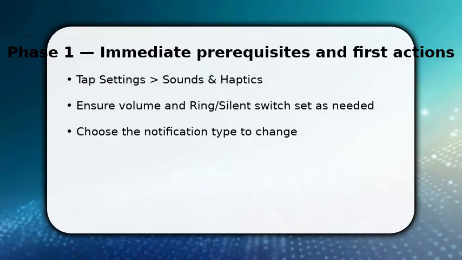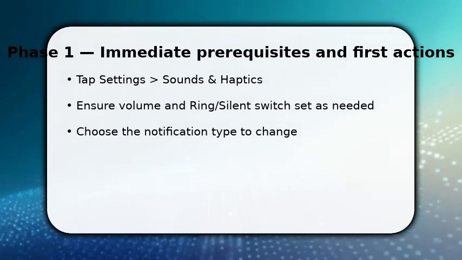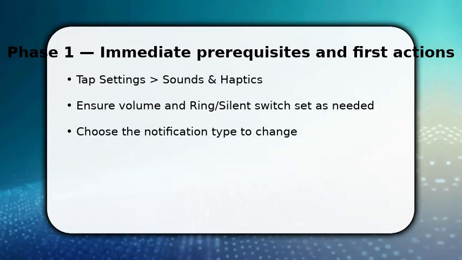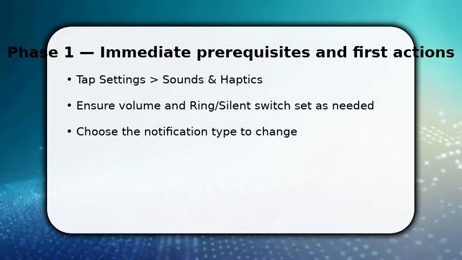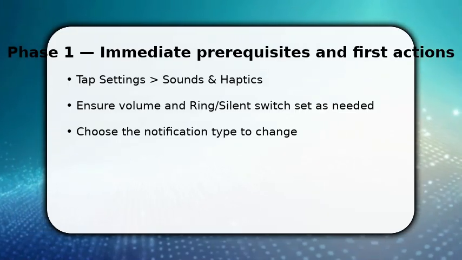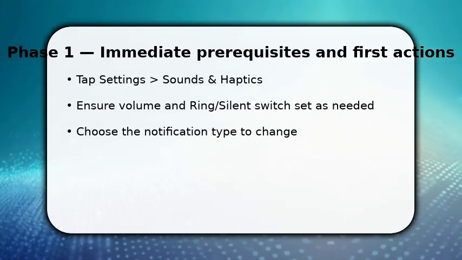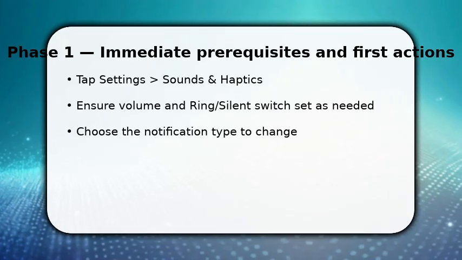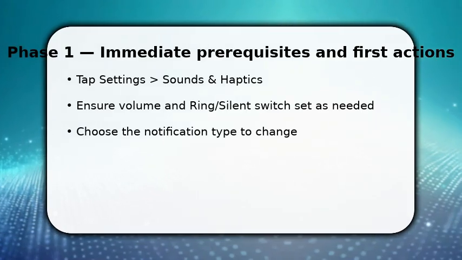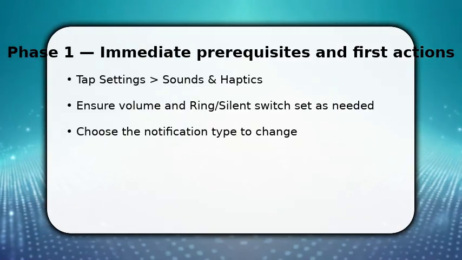You start by opening Settings and tapping Sounds and Haptics because that central menu controls tones. Once there, check Volume and the Ring versus Silent switch so you hear changes. Next, pick the notification type you want to change, text tones, mail, or app alerts, so you're editing the right sound. Make sure Do Not Disturb is off while testing, otherwise you won't hear samples. This first step puts you exactly where changes are made.